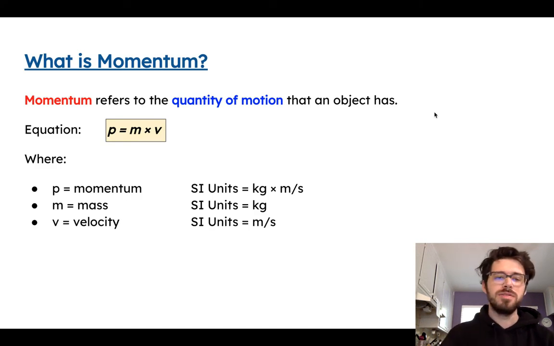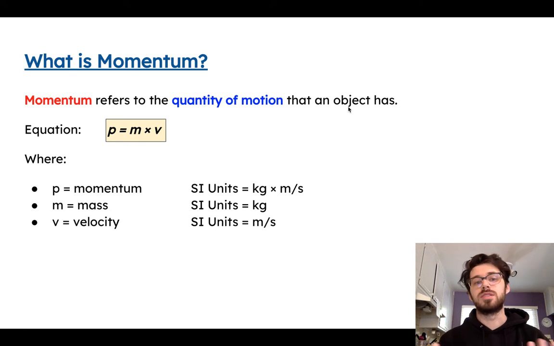So momentum, if you take a look at the definition, it just refers to how much motion something has. And if you take a look, there's an equation right here. The equation is P equals M times V, where P is the variable that is momentum. Don't ask me where they get that. I actually have no idea. One of those mysteries of science. M is mass, and V is velocity.